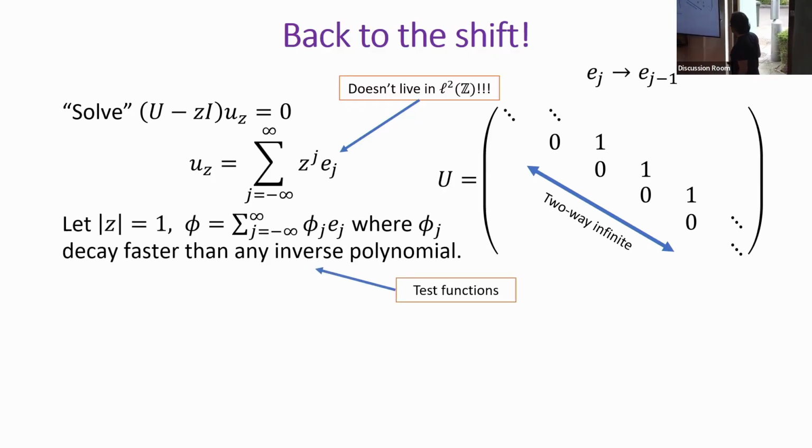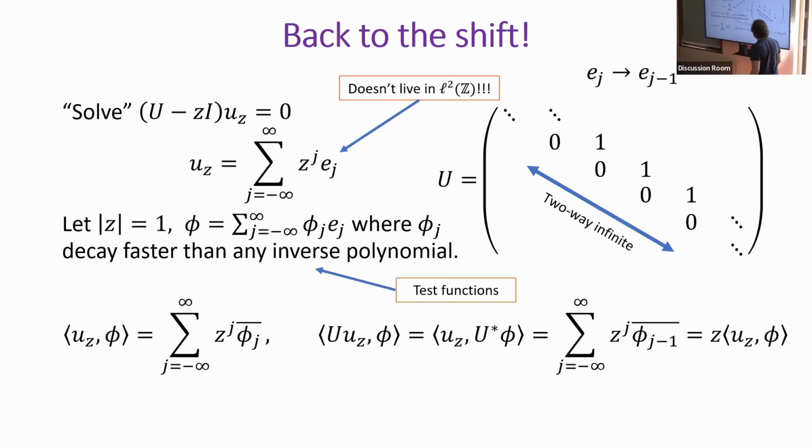What you can do is apply test functions or test vectors. Sorry, I'm probably going to interchange vectors and functions, but I hope you forgive me. For example, let's take mod z equal to 1. Let's take a candidate vector phi, with components phi j, where the phi j decay faster than any inverse polynomial. So you have some very strong regularity on this phi. If we take the inner product of u, z, and phi, we can make sense of this by taking an appropriate limit of this sum here.